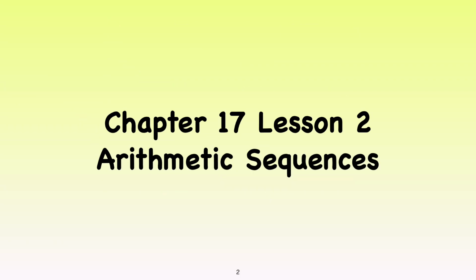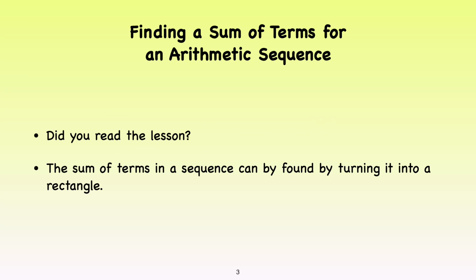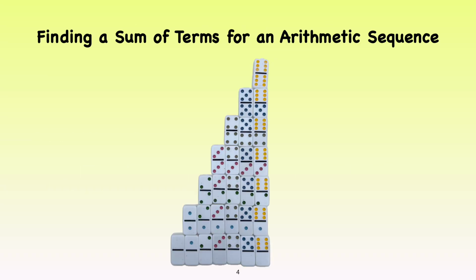Chapter 17, Lesson 2, Arithmetic Sequences. To begin with, we're going to talk about finding the sum of terms for an arithmetic sequence. Did you read the lesson? The gist of the lesson is the sum of terms in a sequence can be found by turning it into a rectangle. Let me show you an example that's not in the book.